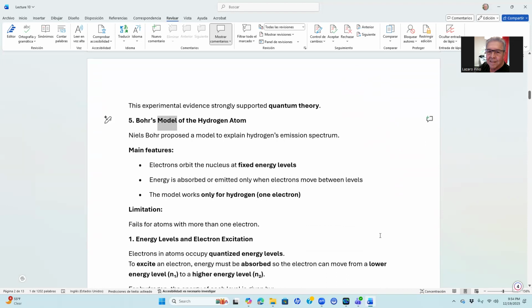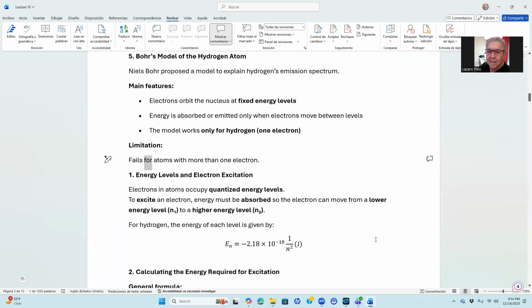5. Bohr's model of the hydrogen atom. Niels Bohr proposed a model to explain hydrogen's emission spectrum. Main features: electrons orbit the nucleus at fixed energy levels. Energy is absorbed or emitted only when electrons move between levels. The model works only for hydrogen, one electron. Limitation: fails for atoms with more than one electron.